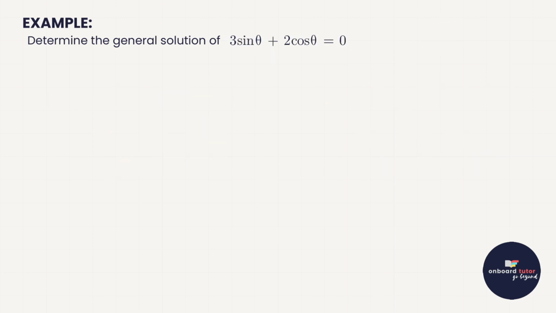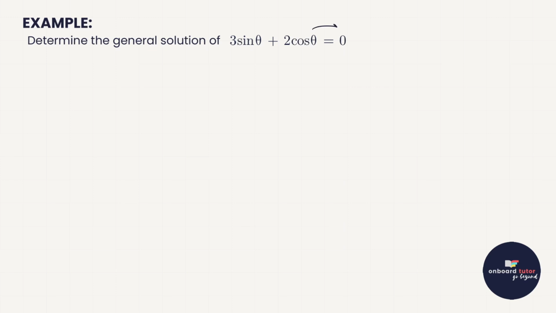Here's one that comes up often at grade 11 level. Determine the general solution of 3 sin theta plus 2 cos theta equals 0. So what I need to do is isolate my trig ratio, but the problem is I've got more than one. This is where my knowledge of the fundamental identities of trig is going to be helpful. So let's start and just get one on each side.